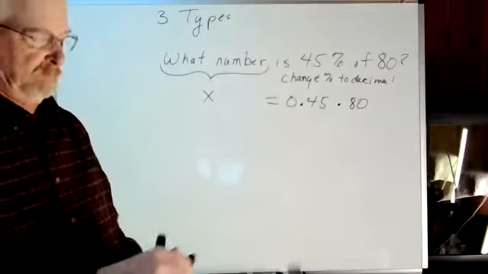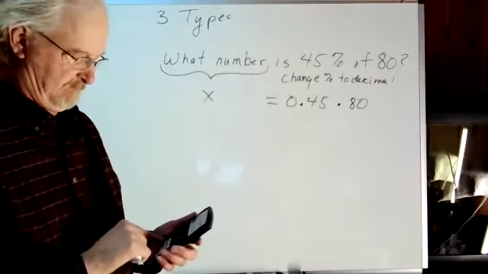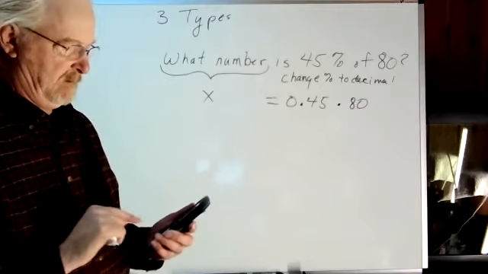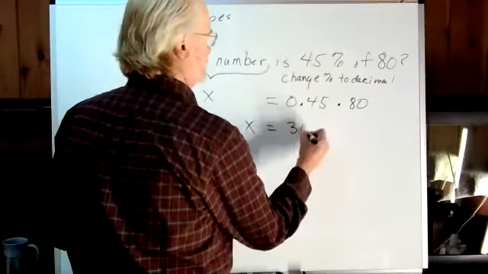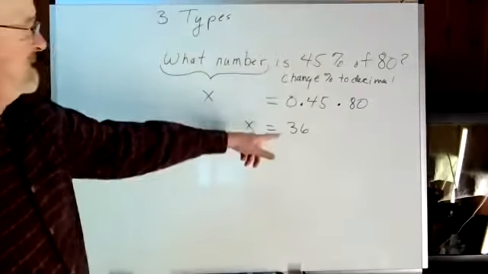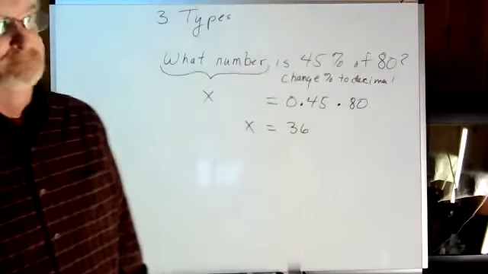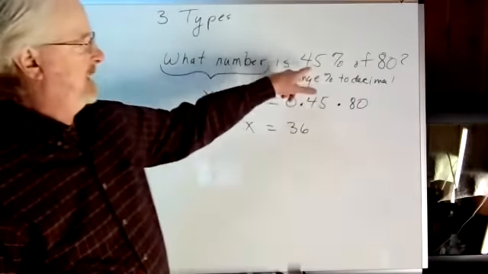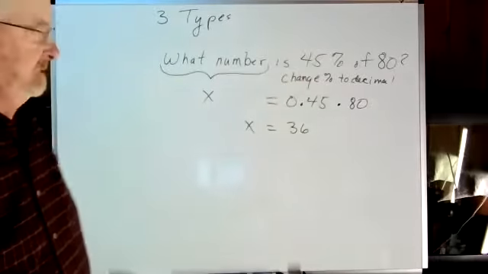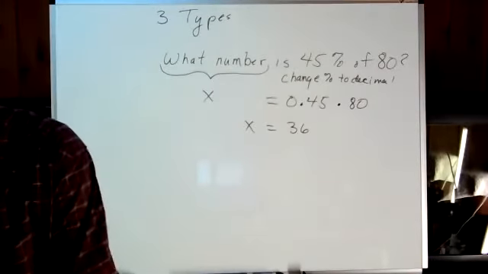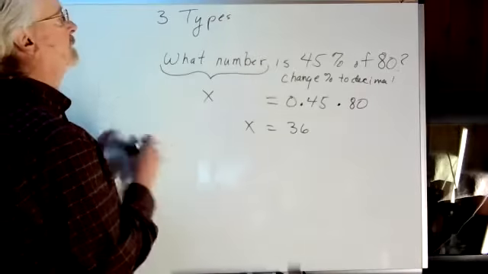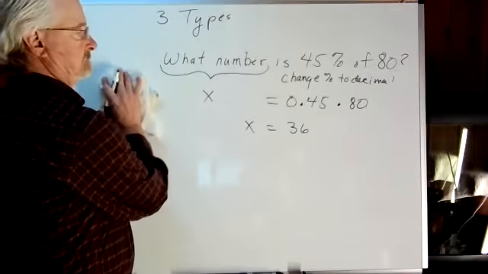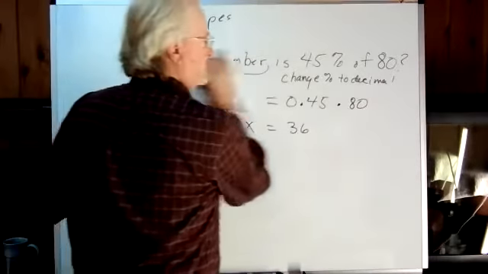Got your calculator, 0.45 times 80. And 36. 36 is the number that's 45% of 80. Not quite half, right? 50 would be half. Good, keep going.